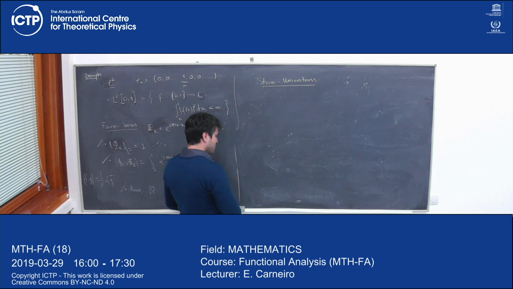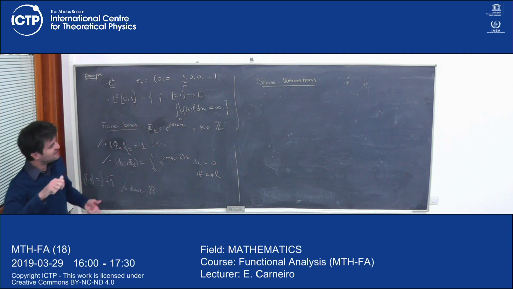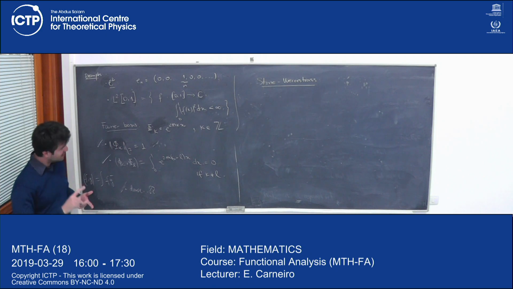Let's see, how would you argue with your Stone-Weierstrass? Okay, so what we need is an algebra of functions closed under conjugation, that separates points, and perhaps, and that's it, right? And contains the constant functions.